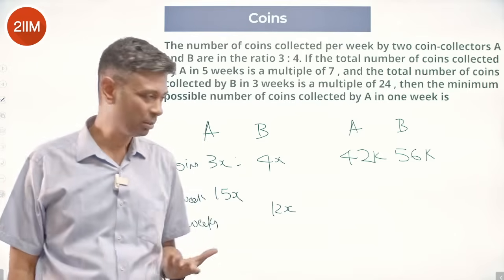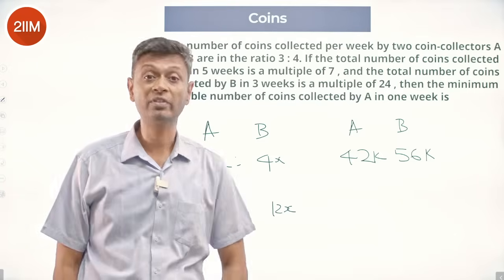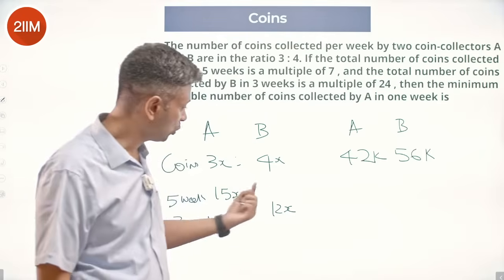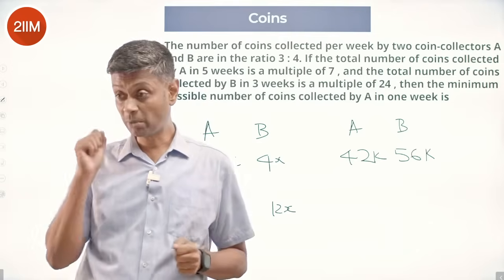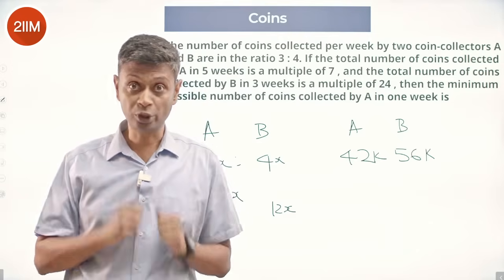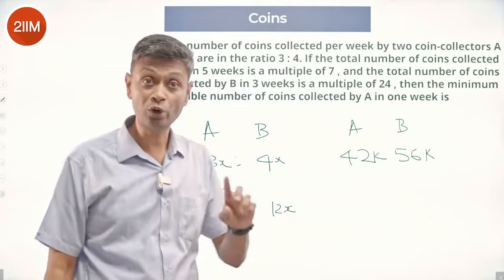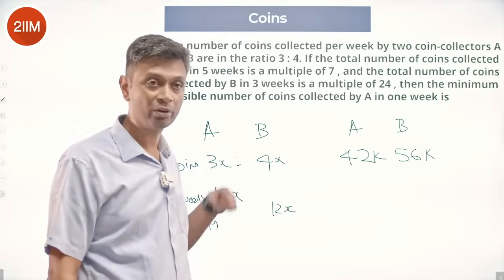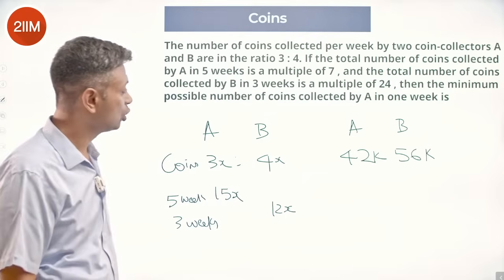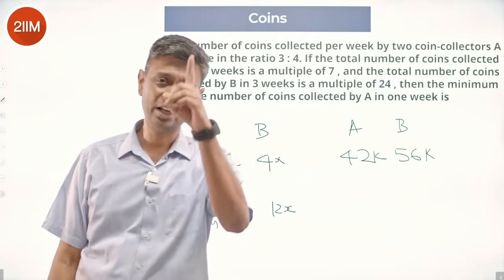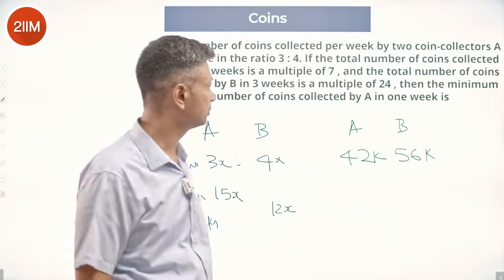What are we doing here? We're basically saying 15x is a multiple of 7, x is a multiple of 7. 12x is a multiple of 24, x is a multiple of 2. X is a multiple of 7 and a multiple of 2, x has to be a multiple of 14. So x can be written as 14k, 3x is 42k, 4x is 56k. What is the minimum number? 42k minimum can be 42 when k is 1. And that's what we're doing here.